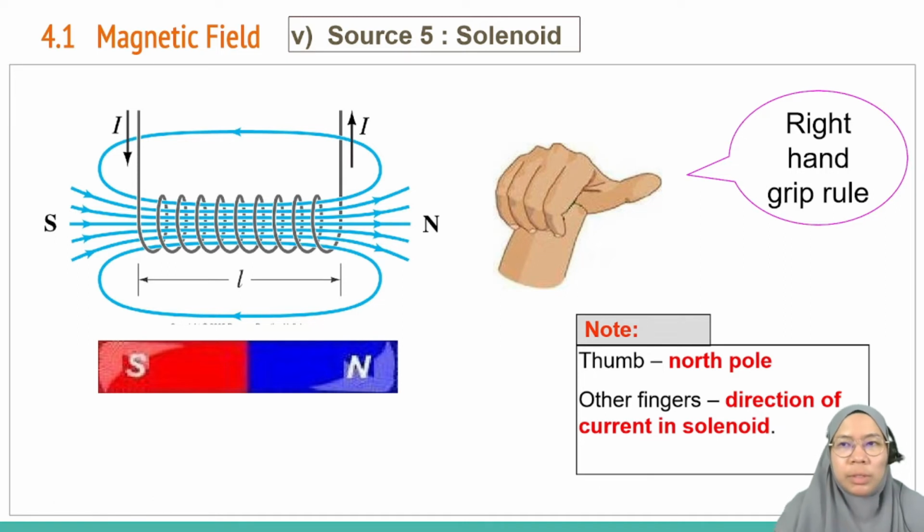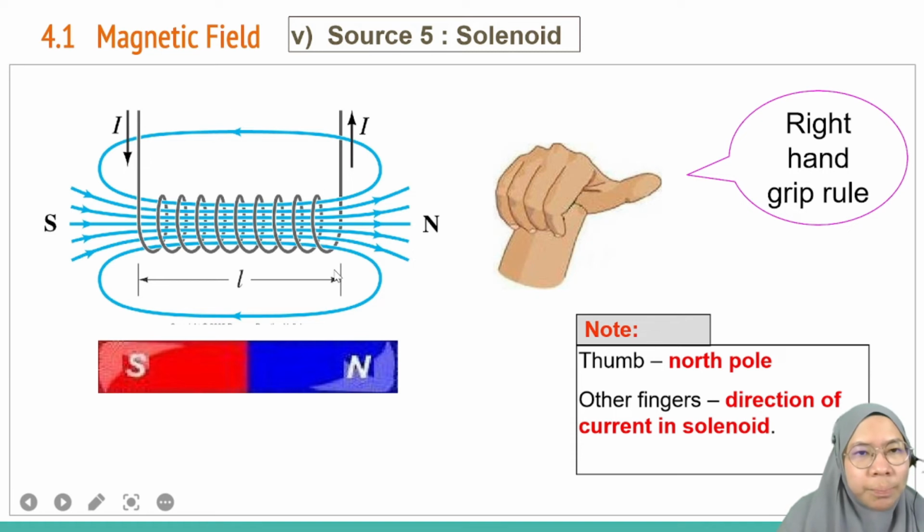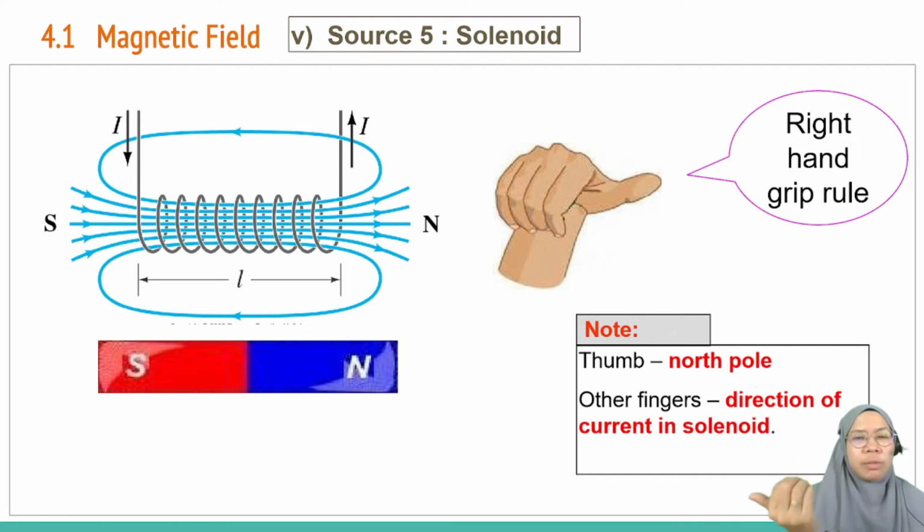Still about the solenoid, we can determine the directions of current and also the north or south pole using the right hand grip rule. Still using the right hand. You can refer to the diagram over here. The current is coming in from the left hand side, going down, up, down, up, down, up. You need to use the other fingers and follow the direction of the current in the solenoid. So you can see that the north pole is on the right hand side. The thumb is the north pole.